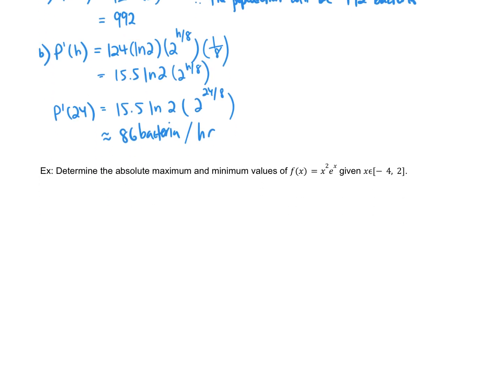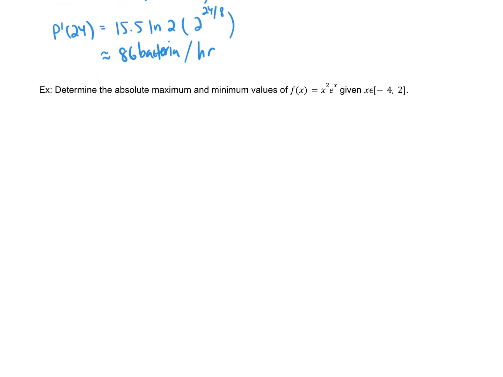All right. Final example. Determine the absolute maximum and minimum values of f of x equals x squared times e to the x, given the interval x is between -4 and 2. So max and mins occur when our derivative is equal to 0. So step 1 is going to be the derivative. And we have a nice product rule here. So the derivative of x squared is 2x times e to the x plus the derivative of e to the x is itself, and then that'll multiply by x squared.